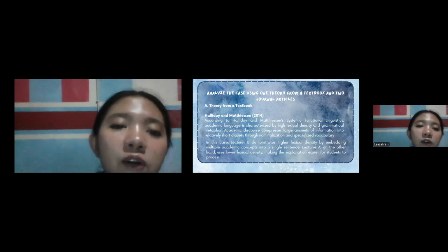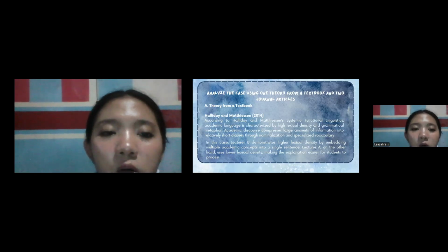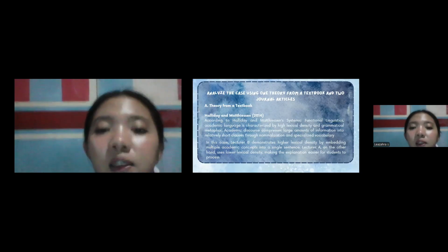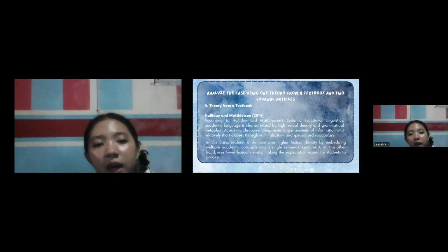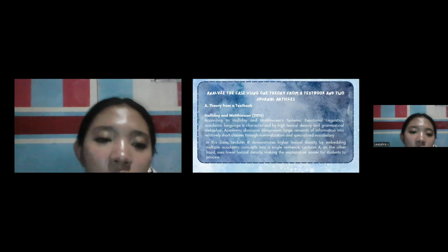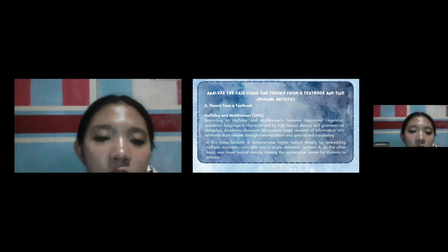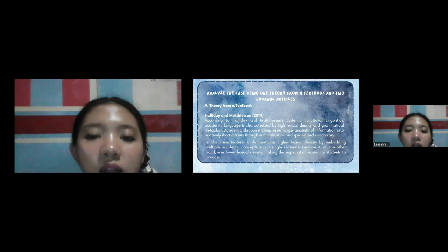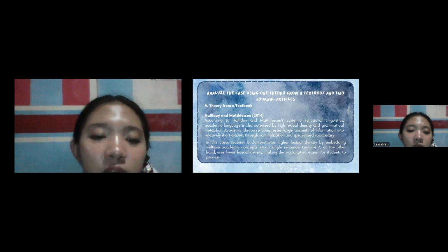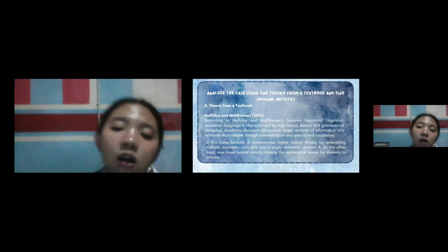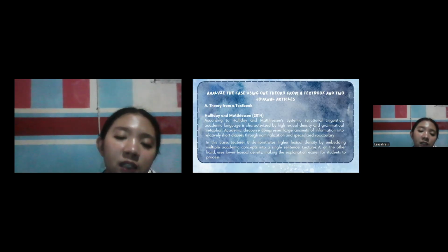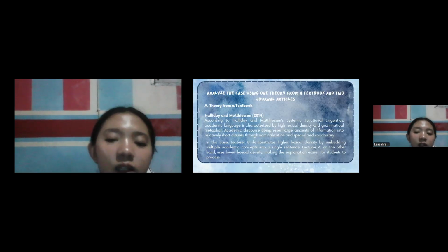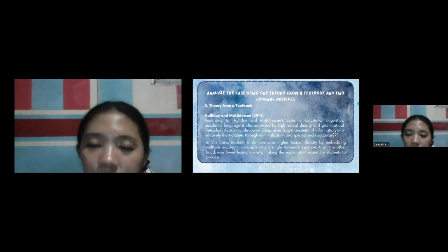Analysis. A theory from a textbook by Halliday and Matthiessen. According to Halliday and Matthiessen's systemic functional linguistics, academic language is characterized by high lexical density and grammatical metaphor. In this case, Lecturer B demonstrates higher lexical density by embedding multiple academic concepts into a single sentence, while Lecturer A, on the other hand, used lower lexical density, making the explanation easier for students to process.